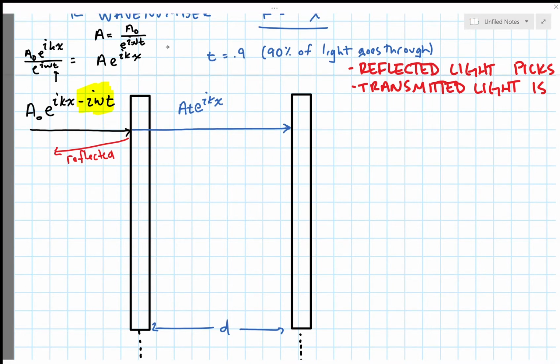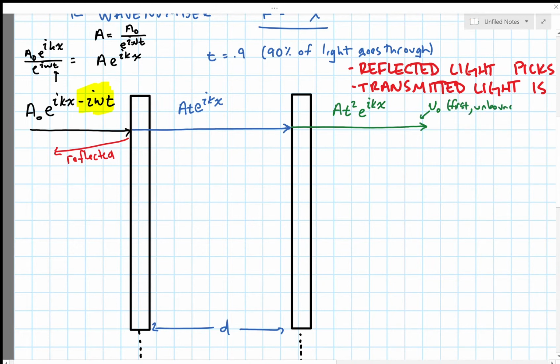And then what happens? It goes through the next partially reflecting mirror. So this is now A T squared e to the i k x because it got transmitted twice. It got dimmed at the first mirror by T, and it got dimmed at the second mirror by T. So that's the first bit to go through, and I think in the book he calls that U0. It's just the first piece of light, unbounced light.